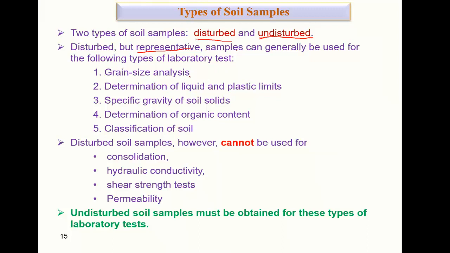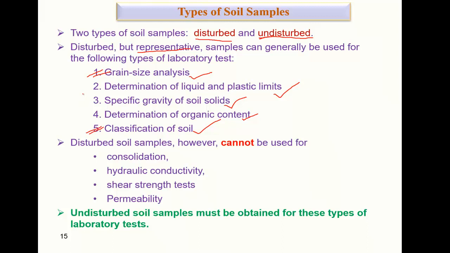With this sample, we can do the grain size distribution or grain size analysis, determination of liquid and plastic limit, specific gravity of soil solids, determination of organic content, what are the contents we have in the soil, and classification of the soil. Classification of the soil and grain size analysis we can go together, right? This kind of test or properties, we can get from either disturbed or undisturbed, it doesn't matter.